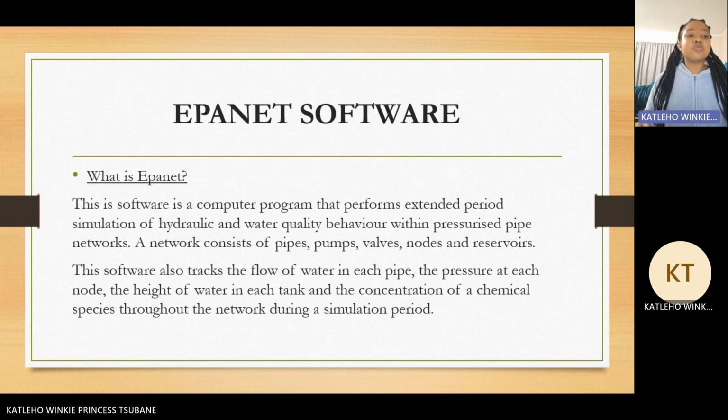Next slide, please. In order for me to be able to execute and do my design, I used the EPANET software. This is a computer program that is used to perform extended period simulations of hydraulic and water quality behavior within pressurized pipe networks. A network consists of pipes, pumps, valves, nodes, and reservoirs, as I've already explained in the above slides. This software also tracks the flow of water in each pipe, the pressure at each node, the height of water in each tank, and the concentration of a chemical species throughout the network during a simulation period.